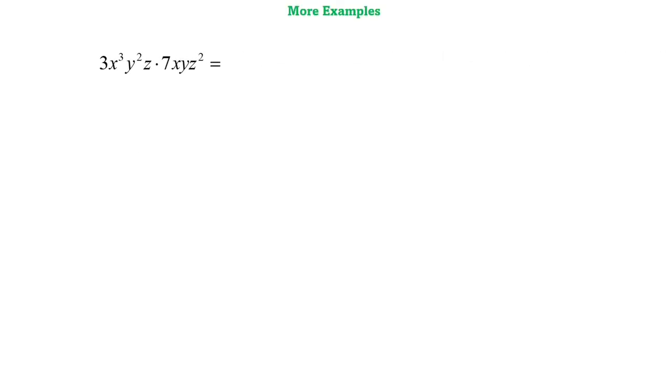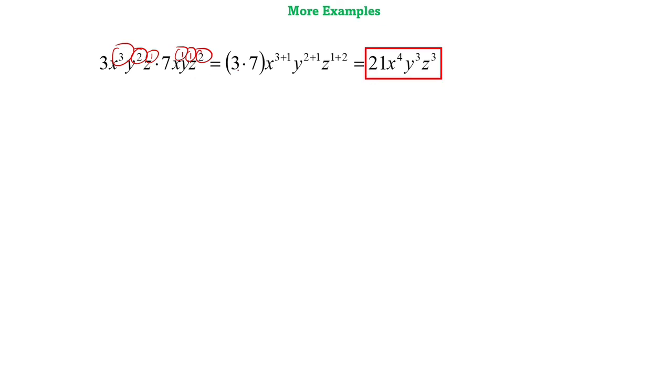Another example po, 3x cubed y squared z times 7xy squared, yz squared. So, ano po gagawin natin? Add lang po yung exponent. Okay, so 3 times 7, x raised to 3 plus 1, of course. Tapos automatic may kasama itong 1. Yung y naman natin ay 2, automatic may kasama din itong 1. And then yung z naman natin ay 1, tapos ito yung 2. So add lang po exponent. It will become 21. 3 times 7 is 21. X raised to 4, y cubed, z cubed.